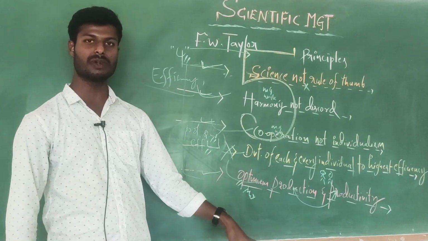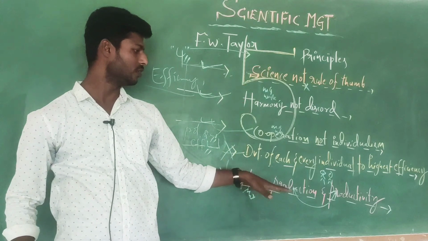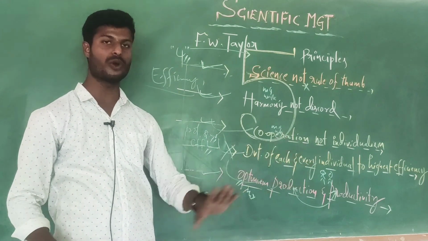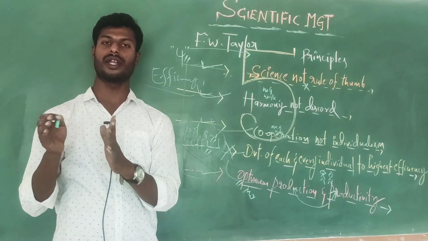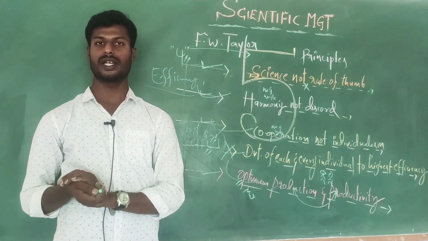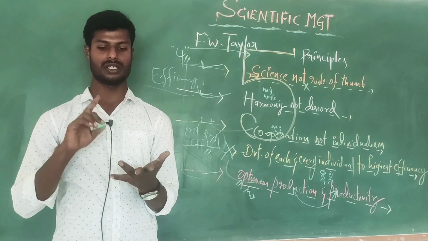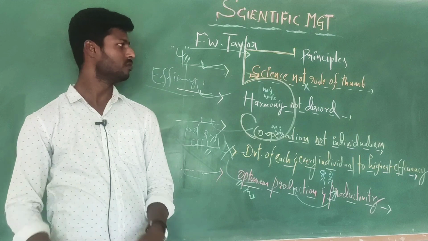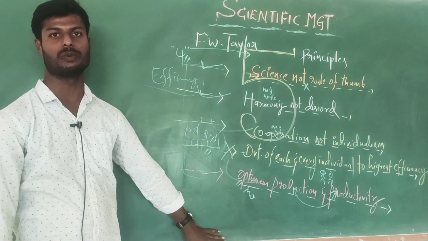Finally, optimum production means producing more products with available resources, minimum resources, and productivity means on-time production of products within a given budget, given time, and given resources. So very important 5 scientific principles.